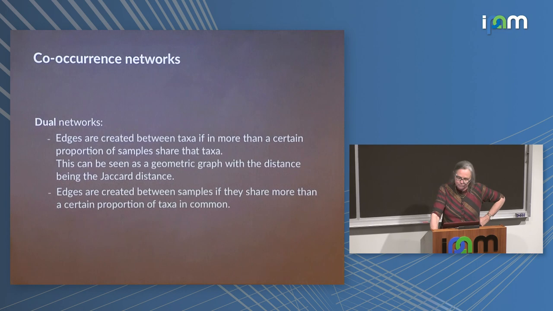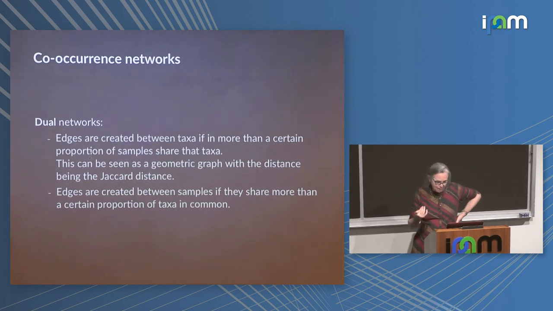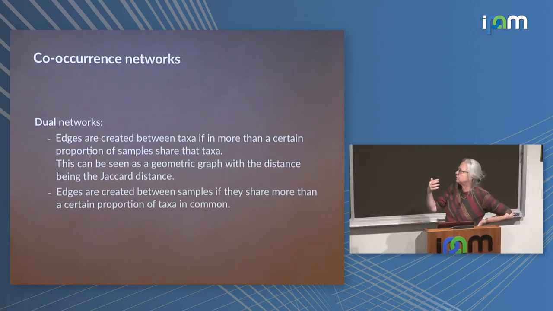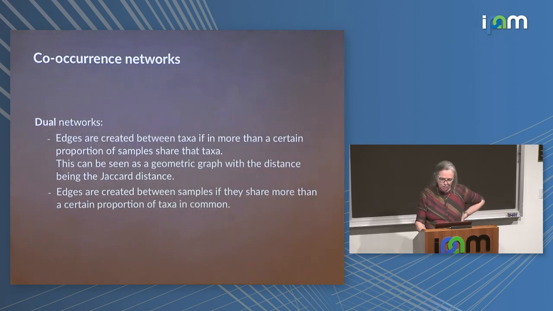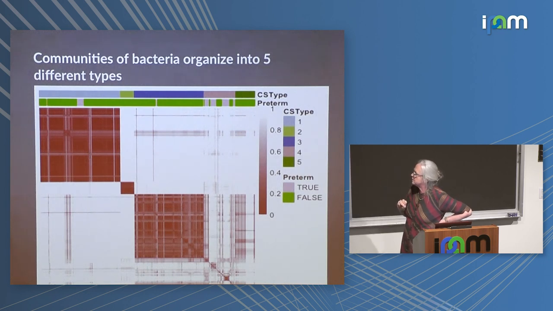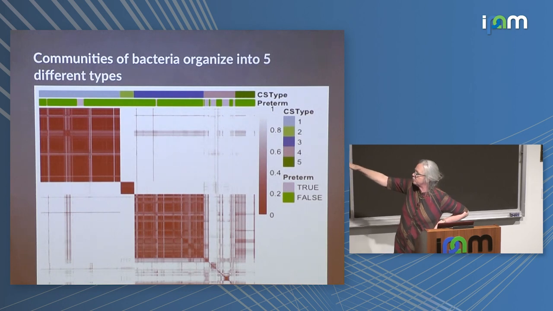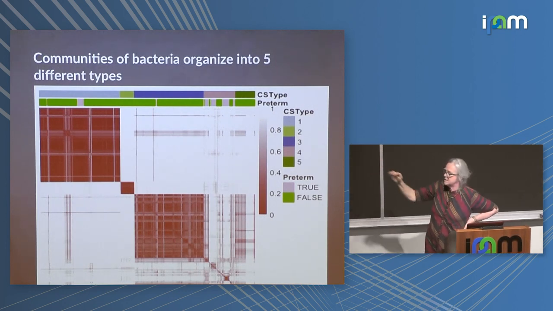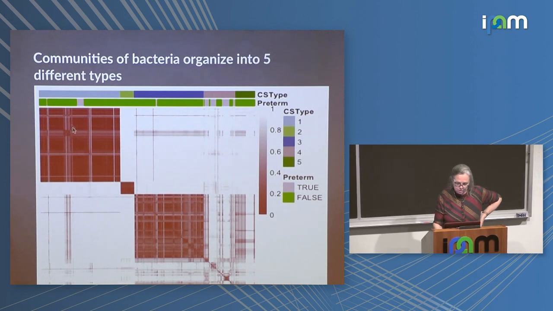And one of the things that we did, which has come up already, is that we found that if you make co-occurrence networks, now I'm just going to show you the matrix of co-occurrences. If there's high co-occurrence, it's very red, and both the rows and columns are samples. And here we have sort of blocks. And here we have a community state type at the top, which identifies the samples, which have very, very similar bacterial profiles. Here we have a group which is much, much smaller.